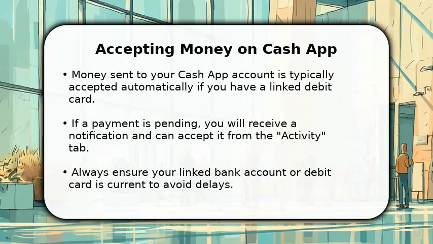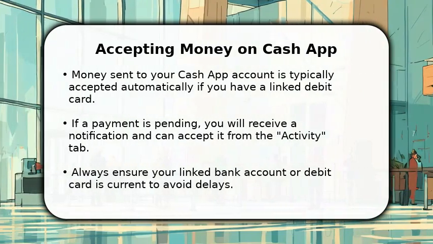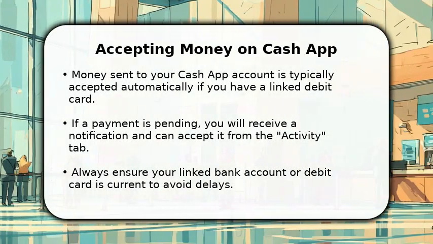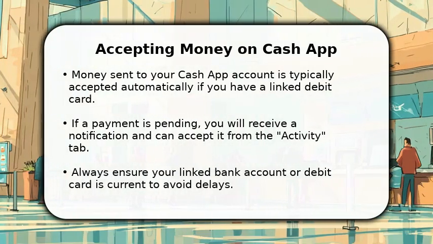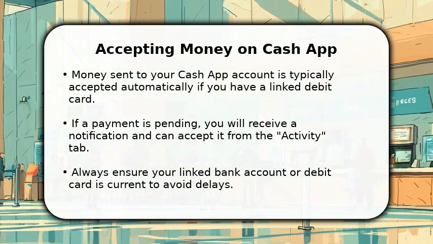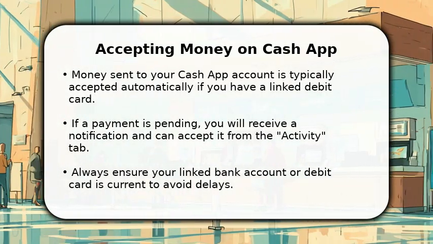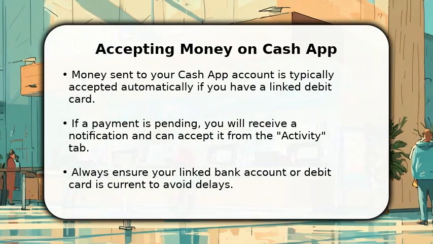In this video, I will explain how to accept money on Cash App. Most payments sent to you are automatically accepted and deposited into your linked bank account or Cash App balance. If a payment is pending, you'll see a notification. Simply navigate to your Activity tab, locate the pending payment, and tap Accept. It's a straightforward process, usually taking just a few seconds to complete.